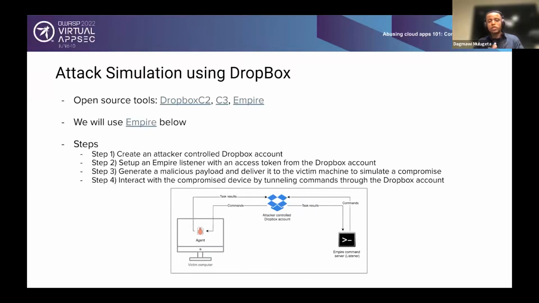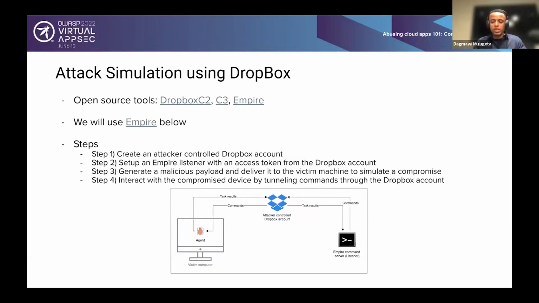We are going to first create an attacker-controlled Dropbox account. Then we're going to go ahead and set up an Empire server, an Empire listener with an access token from the Dropbox account. So we're going to connect the Empire server with the Dropbox account. And then thirdly, we're going to generate a malicious payload from Empire and deliver it directly to the victim, to simulate a compromise. And then once we have a victim, the attacker communicating via the Dropbox account, we're going to interact with the compromised device by tunneling commands through Dropbox.